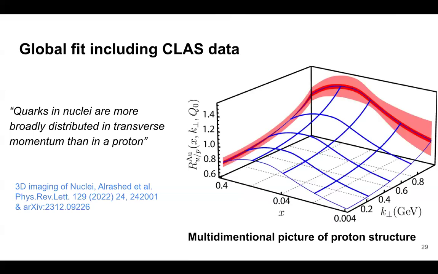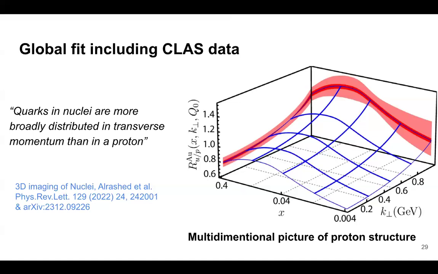People more clever than me took that data and other data in a global fit, in a QCD framework that is factorized, and they concluded that quarks in nuclei are more broadly distributed in transverse momentum than in a proton. So this, as far as I know, was the first time that people have looked into the structure of the bound proton.